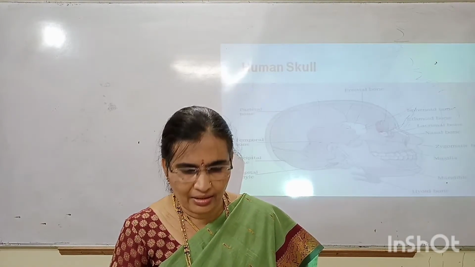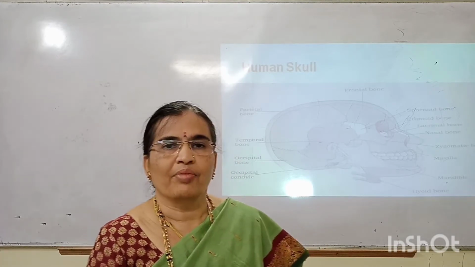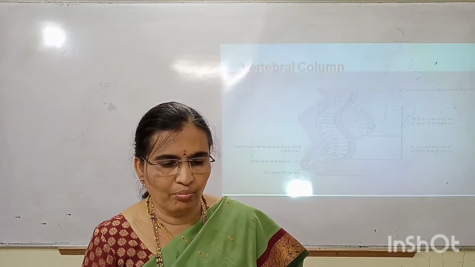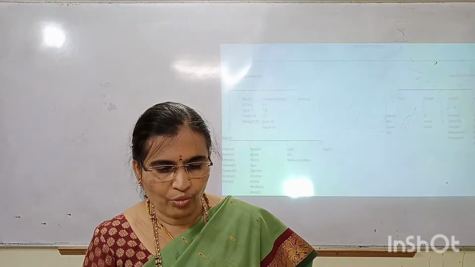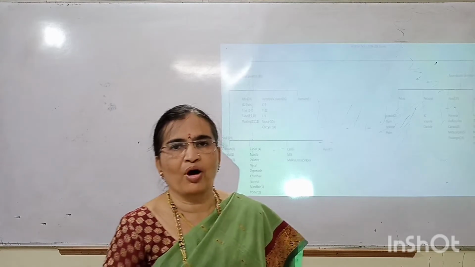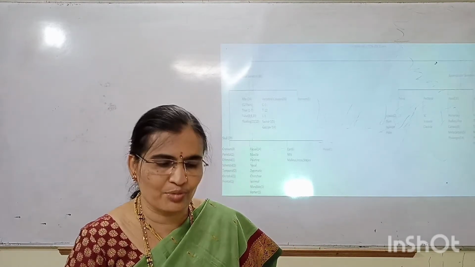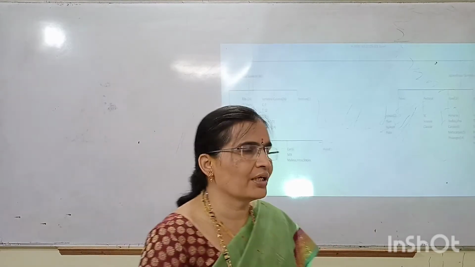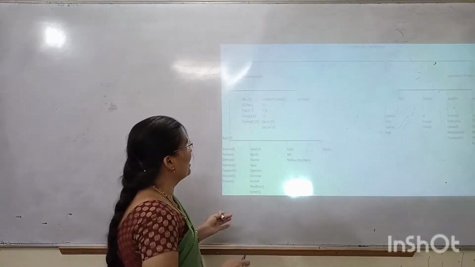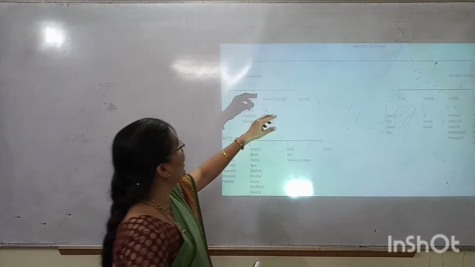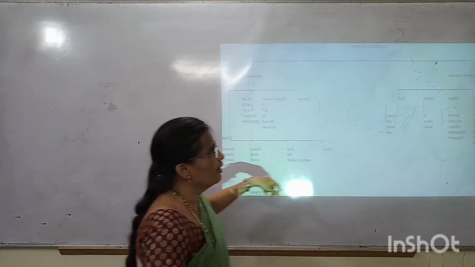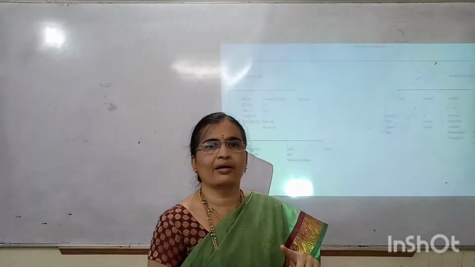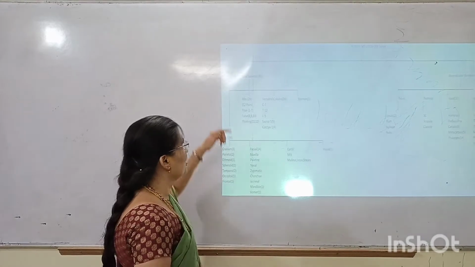The human skeleton is made up of a total of 206 bones. Here we are dividing this human skeleton into the axial skeleton and the appendicular skeleton.